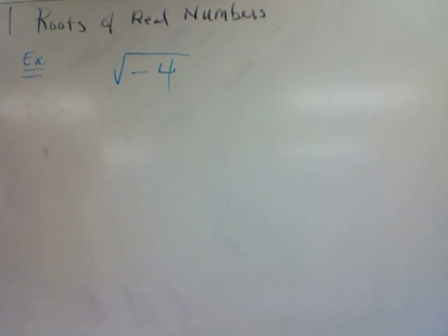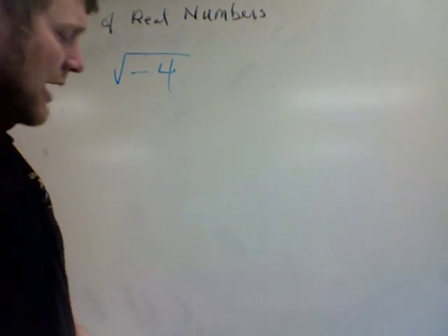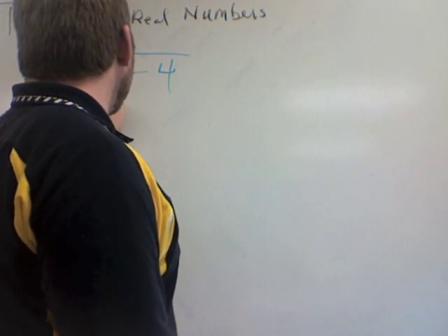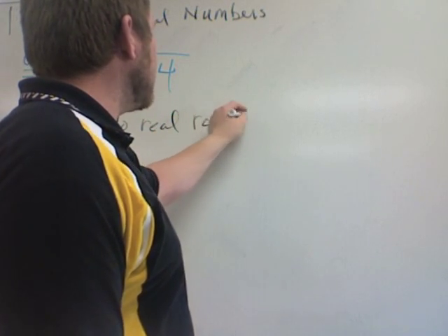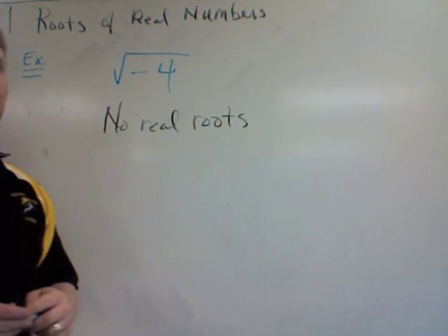Take the square root of a negative number. Do we have any positive or negative real roots back? No. Absolutely not. There's no way. There are no real roots in this situation. Now, once we start to get into imaginary numbers, we're going to start having imaginary roots, but no real roots.